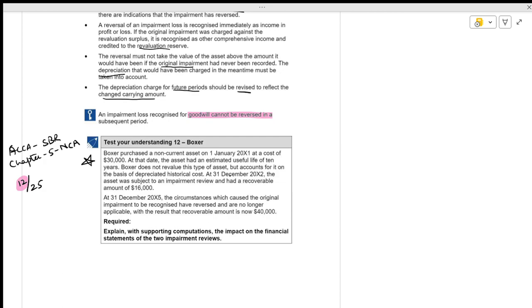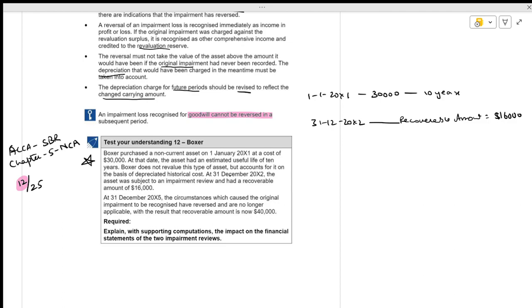Boxer purchased a non-current asset on 1st January 2001 at a cost of 30,000. As at that date, the asset had a useful life of 10 years. Boxer does not revalue this type of asset but accounts for it on the basis of depreciated historical cost. On 31st December 2002, the asset was subject to impairment and had a recoverable amount of 16,000.